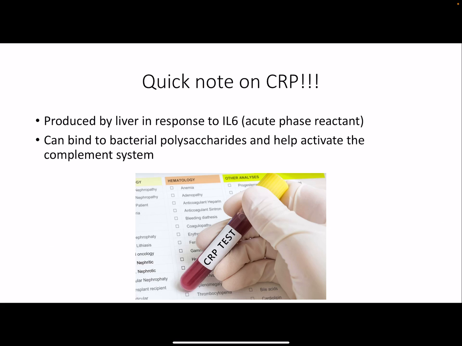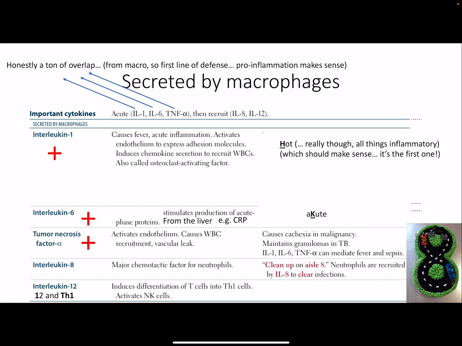So a quick note on CRP. This is produced by the liver in response to IL-6, and it binds bacterial polysaccharides and helps activate the complement system. But its main use is that it's really helpful if you want to know if you have an infection or an autoimmune disease. They'll check your CRP to see if it's high or low. If it's high, it's autoimmune or infection or something like that, and your immune system is active, overactive, for whatever reason.